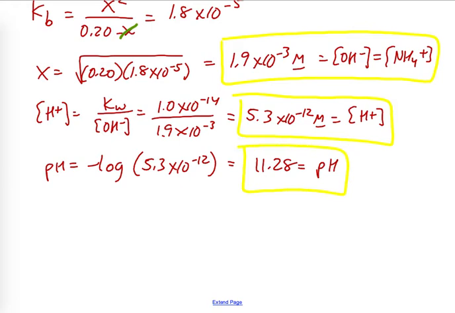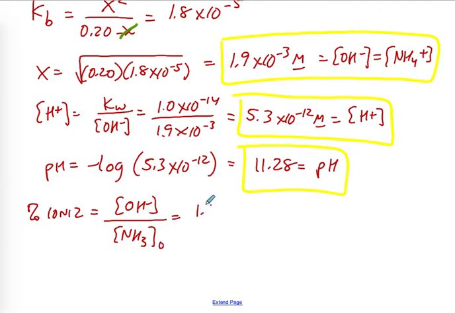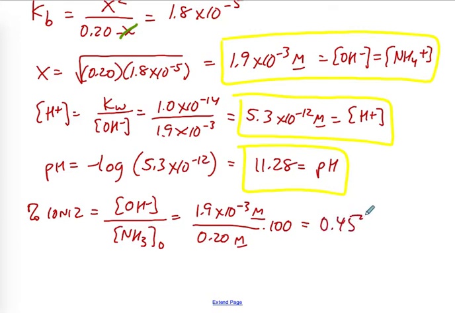And finally, for the percent ionization, that's equal to the concentration of hydroxide divided by the initial concentration of ammonia, or 1.9 times 10 to the negative third molar, over 0.20 molar times 100, which is 0.45% ionization. Remember, when we calculate the percent ionization, we are implicitly checking the 5% rule.